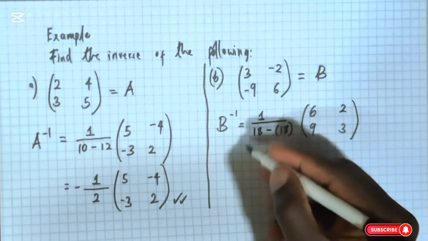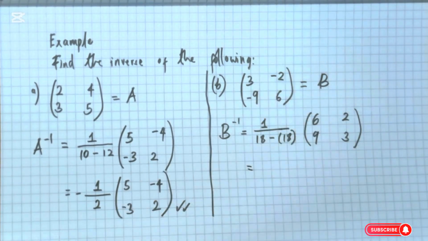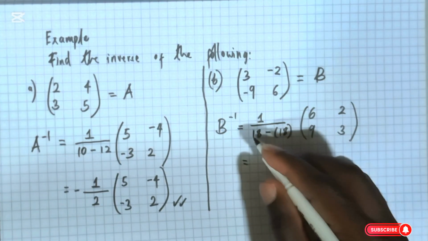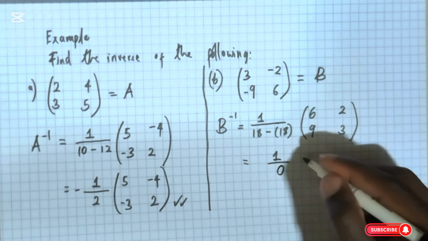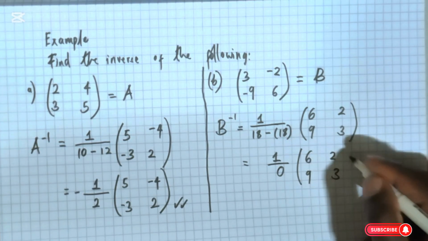So let's go ahead and simplify the determinant outside the matrix. It's going to be 1 all over 18 minus 18, which is 0, into 6, 9, 2, 3.